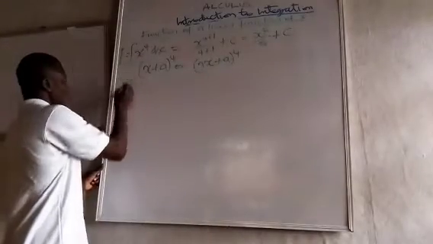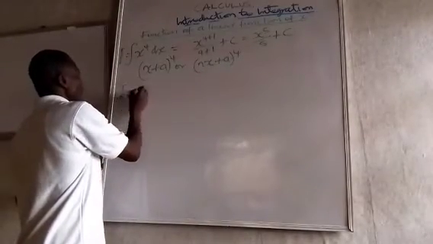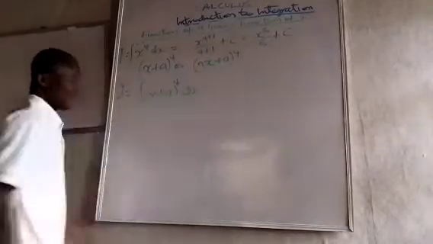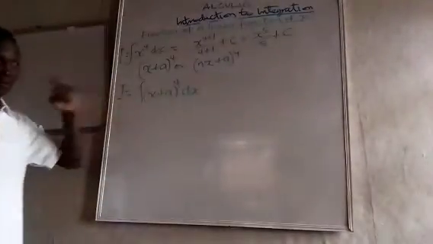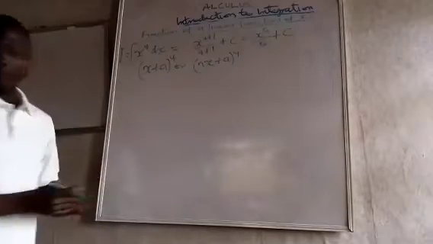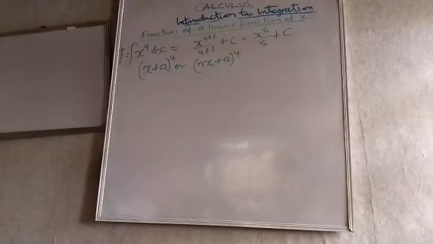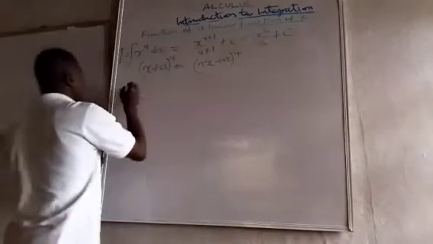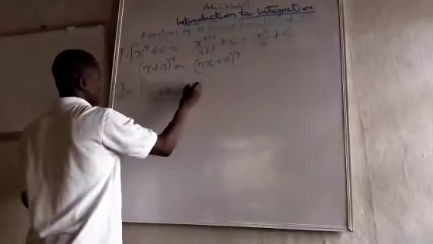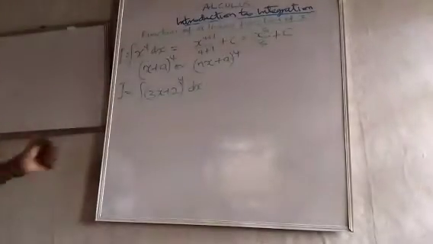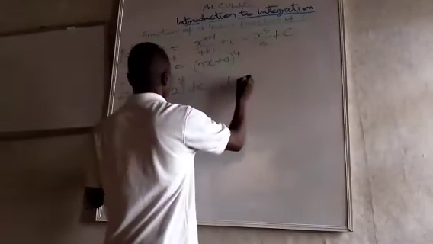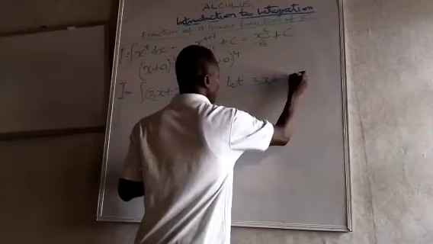Let me show you. Let's assume we have something like x plus a raised to the power 4. The first thing is to make this one u. Let's assume I have something like this: 3x plus 2 raised to the power 4. The way to go about it is this. I first of all express this like this: 3x plus 2 equal to u.